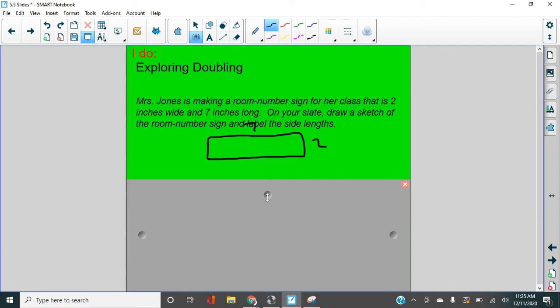All right. What's the area? What's the inside here? Don't add up all the sides. That's perimeter. What's the middle? What's the area?